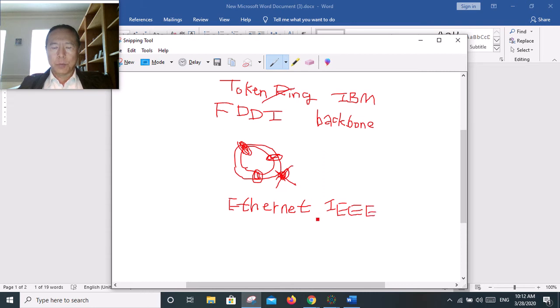IEEE is a standards organization. 802.3 is Ethernet. Later on, IBM created Token Ring, which was 802.5. The standards body makes the standards, meaning everybody can use them, like 802.5. But nobody used it, so forget about the IBM stuff. Nobody used that. 802.3, that's IEEE.